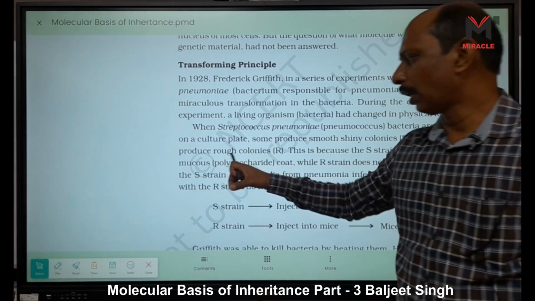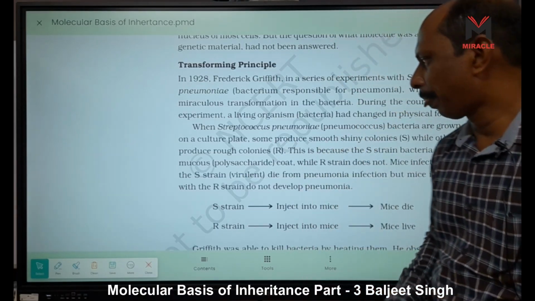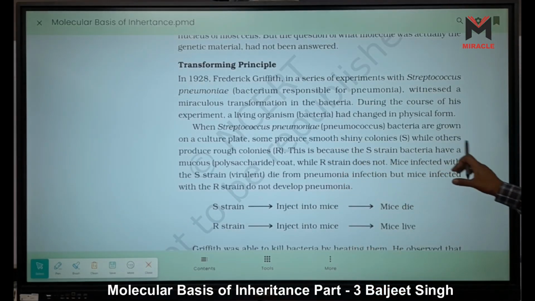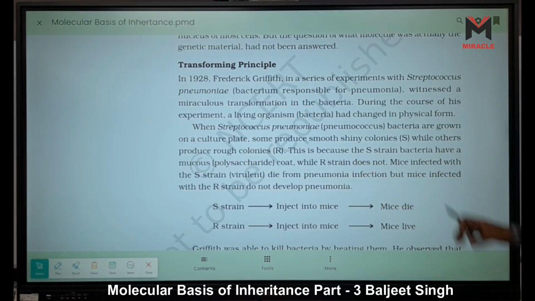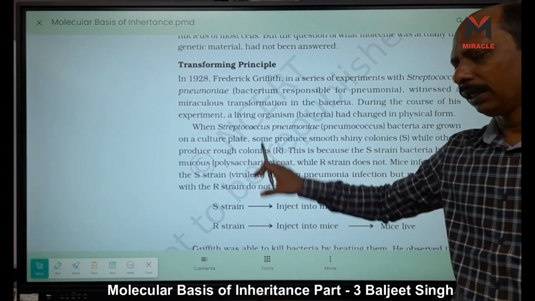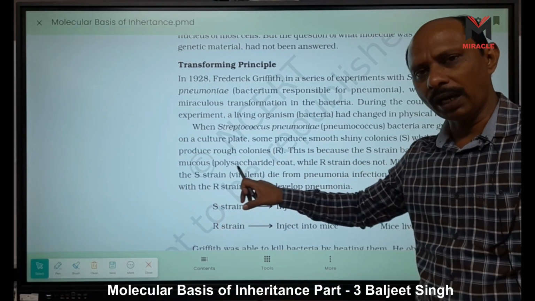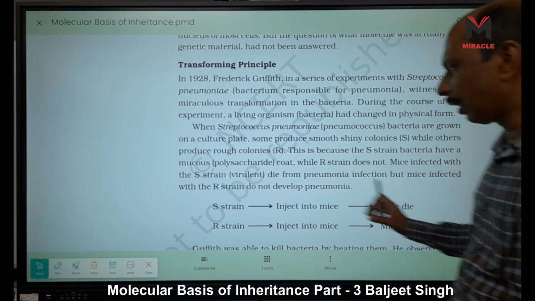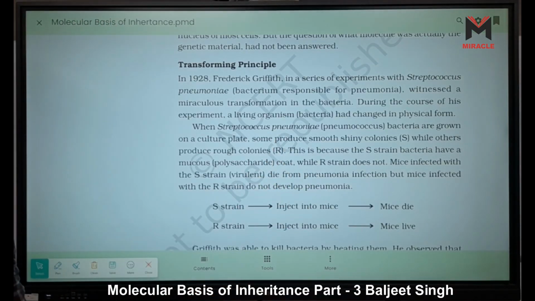Others produce rough colonies because they have no mucus, so they are dry and rough, right? These are called R for rough. This is because the S-strain bacteria have a mucus polysaccharide coat, while the R-strain does not. Mice infected with S-strain, which is virulent, die from pneumonia infection. But mice infected with R-strain do not develop any symptoms of pneumonia, right?